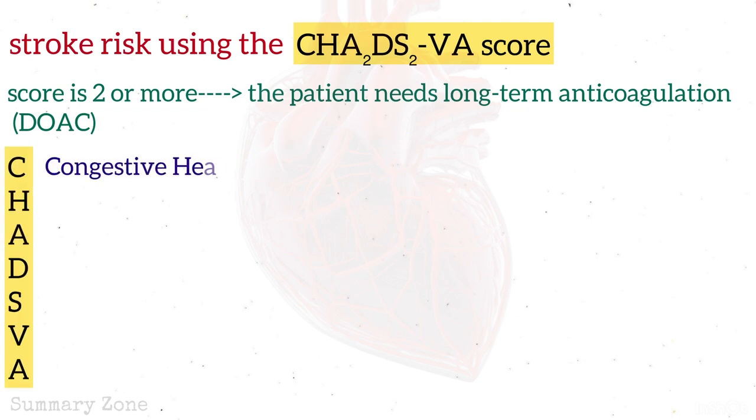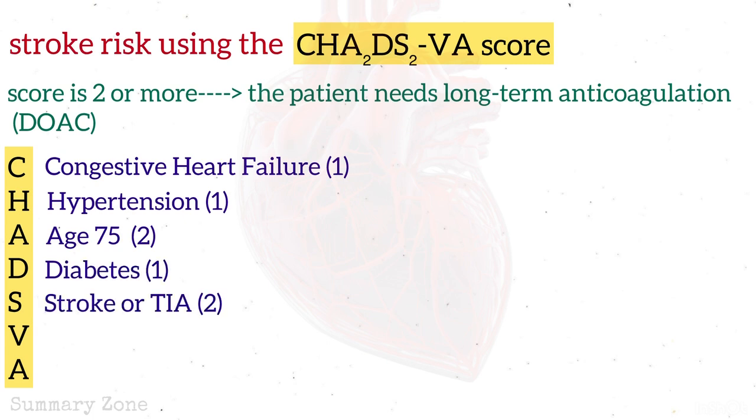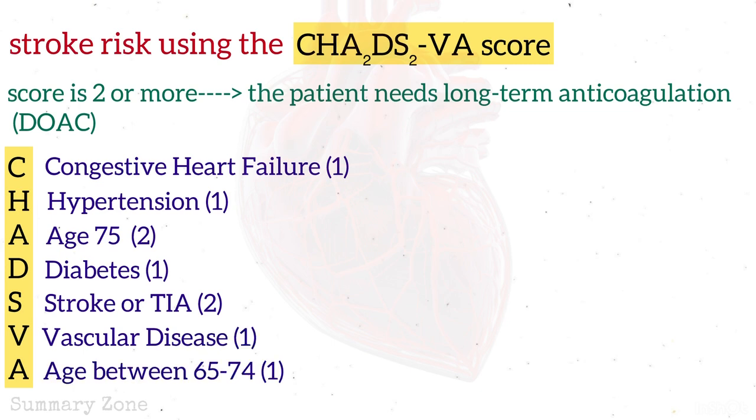C for congestive heart failure gets 1 point. H for hypertension gets 1 point. A for age 75 or more gets 2 points. D for diabetes gets 1 point. S for a previous stroke or TIA gets 2 points. V for vascular disease gets 1 point. And the second A is for age between 65 to 74, which gets 1 point.